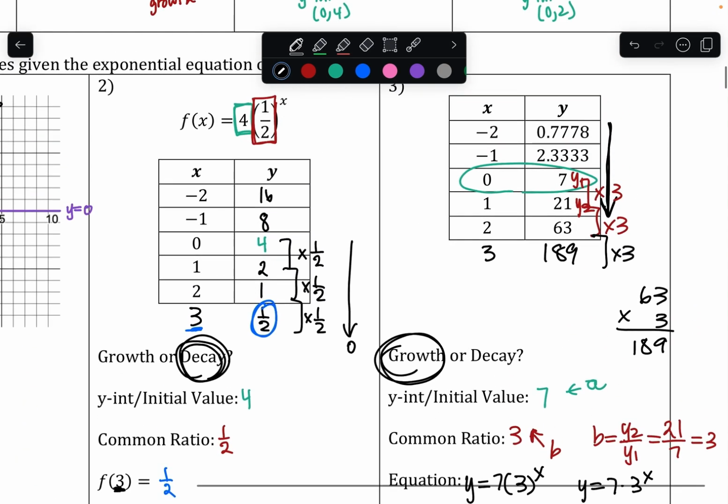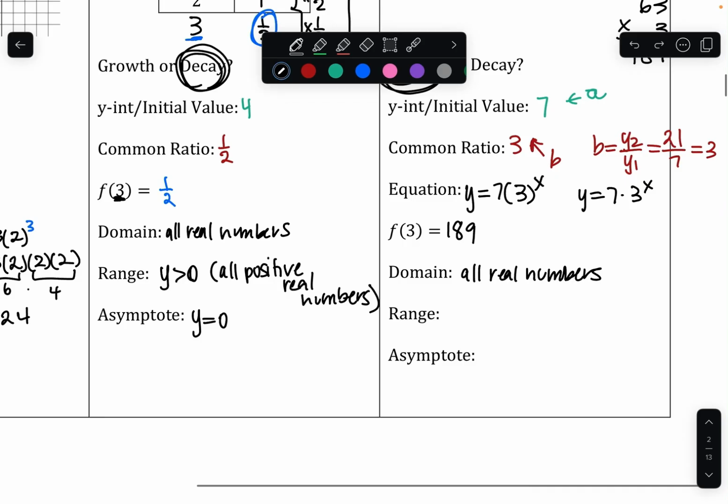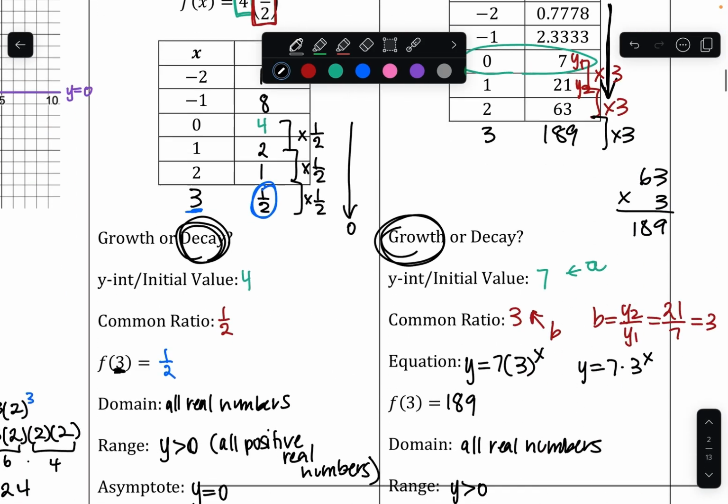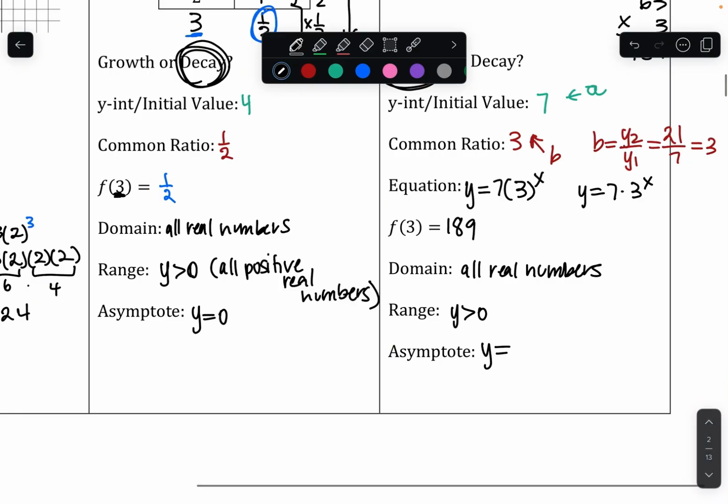And then our range, once again, all these y values are positive. And so it is all positive numbers or y greater than 0. And then our asymptote, again, is y equals 0.